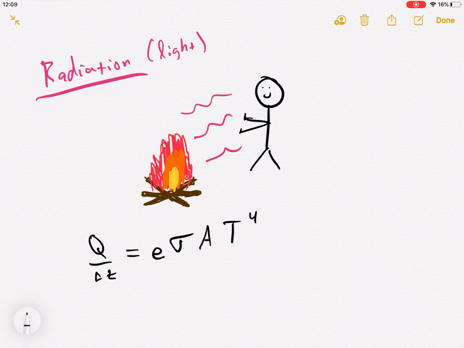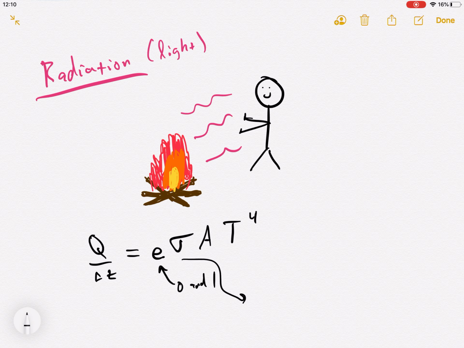E is the emissivity of the surface, and that has to do with how well that surface absorbs and emits light. All right, so this is different for different things. It's different for metals than it is for cloth, than it is for wood. You can imagine, when you take a black shirt or a white shirt into the sun, the black shirt absorbs more light, so it has a higher emissivity, and the white shirt reflects more light, so it has a lower emissivity. So emissivity is generally a number between 0 and 1.